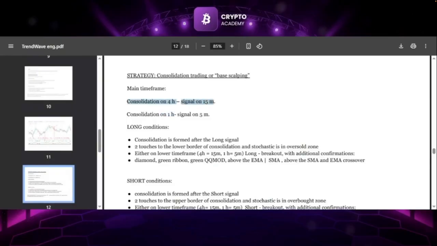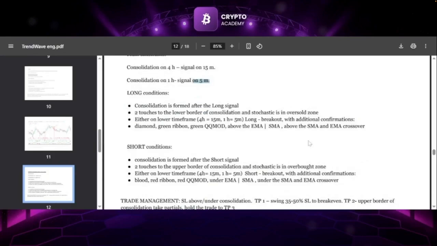Therefore, consider trading such combinations. Consolidation on H4, breakout on 15 minutes. Consolidation on 1H, breakout on 5 minutes. Conditions for long.